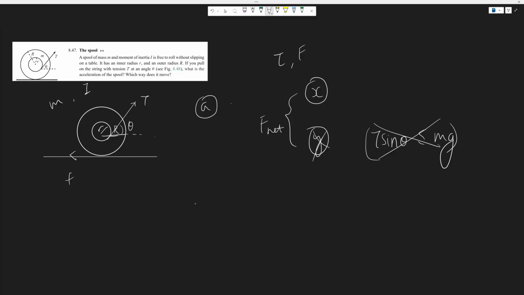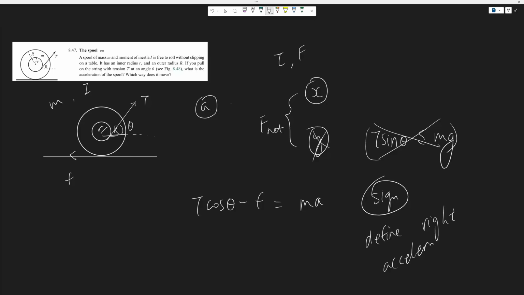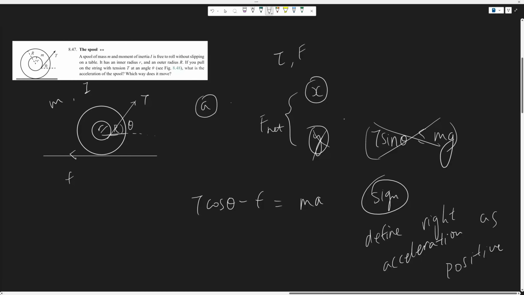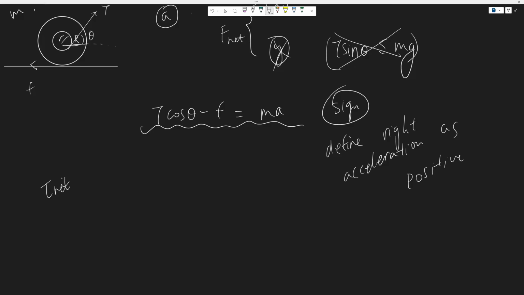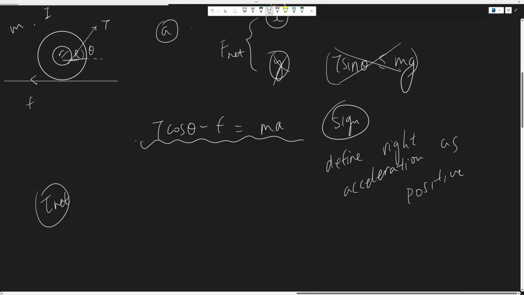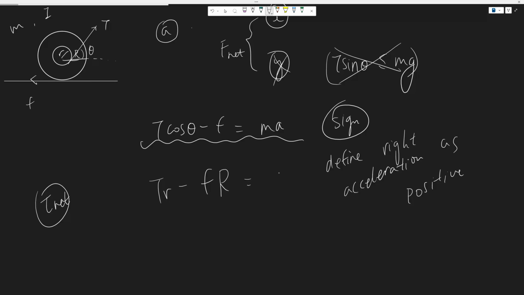So for the x direction, we have T cosine theta minus f equals to ma. And take note here of the sign convention. This is very important. So here we define right acceleration as positive. And this is very important when we list out the formula for the net torque. So right now here we have the net force in the x direction formula. Now for the net torque, we have T times small r minus f times big R equals to I alpha.